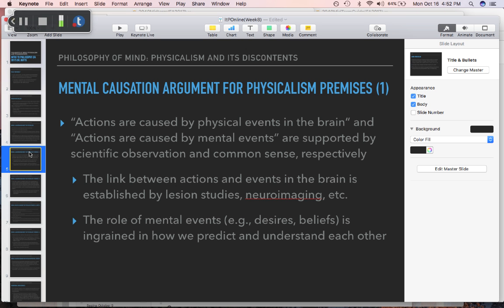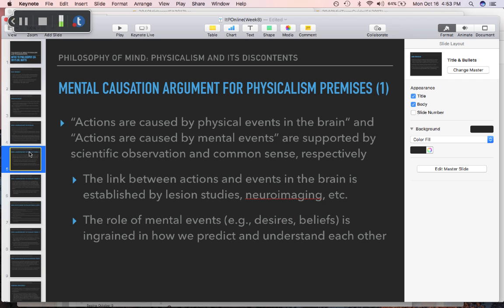Or let's not just talk about the brain, let's talk about the whole body. Being hungry is caused by a state of your stomach, right? Your digestive system, your general metabolic state. And then actions are also caused by mental events. Well, this is supposed to be common sense as well. When we describe why people did things, we tend to do it in mental language.